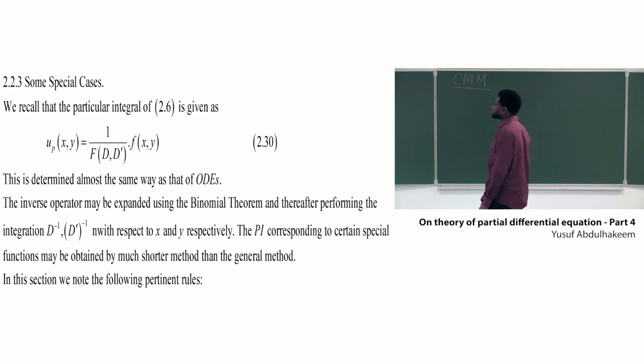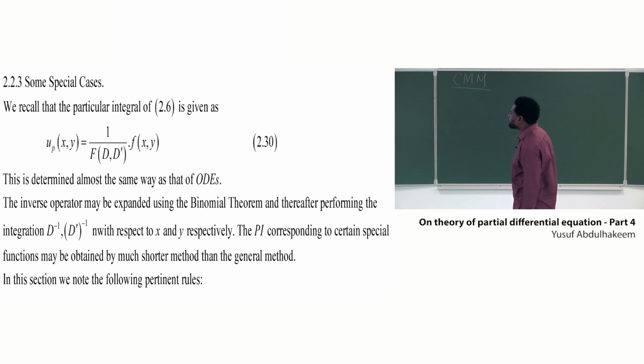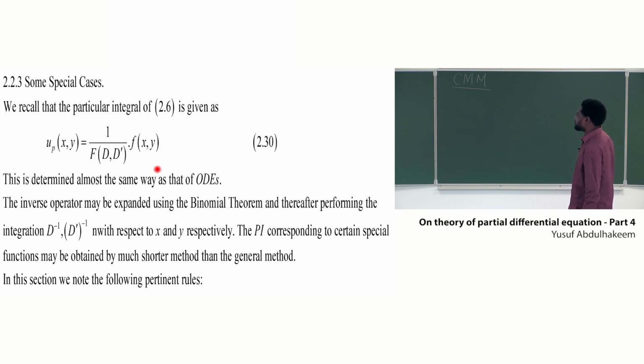So then we now talk about some special cases. We recall that the particular integral of 2.6 gives us up equals 1 over the differential equation multiplied by f of x. This is determined almost the same way as that of ODE. The inverse operator may be expanded using the binomial theorem, and thereafter performing the integration of these D inverse with respect to x and y respectively. Then the particular integral corresponding to certain special functions may be obtained by a much shorter method than the general method.